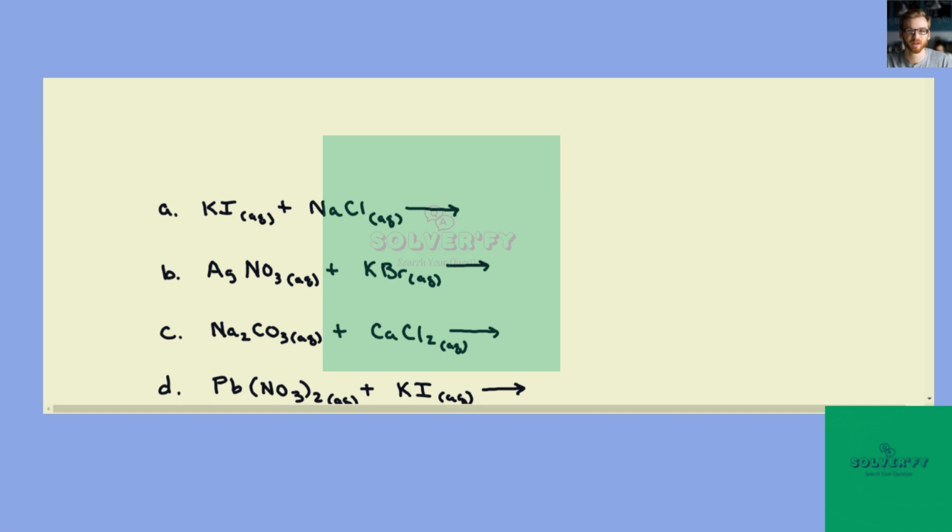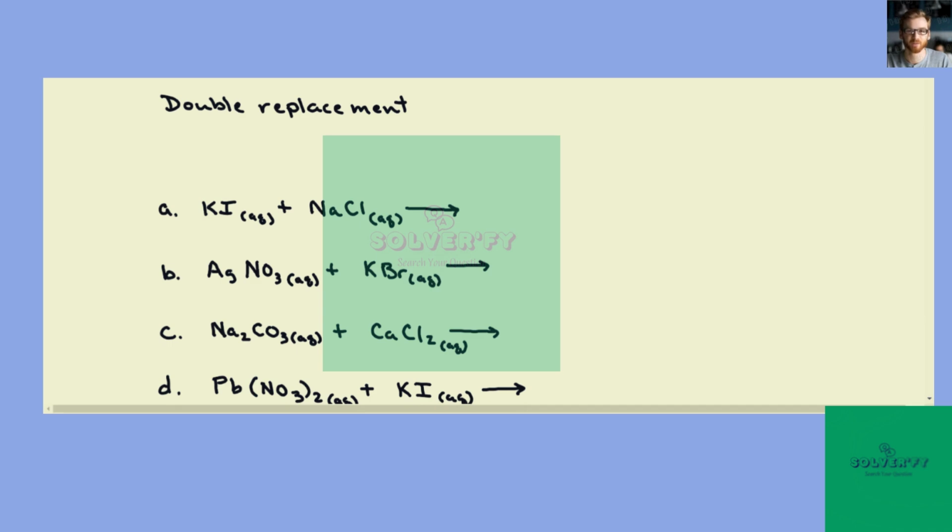Hi there. In this question, we have 4 sets of reactants, and there are no other directions, but I'm assuming we are to predict the products and balance the equation. Well, all of these are double replacement reactions, or you may know them as double displacement. Double replacement and double displacement are the same thing. It's just that different textbooks will use one term and other textbooks will use the other.